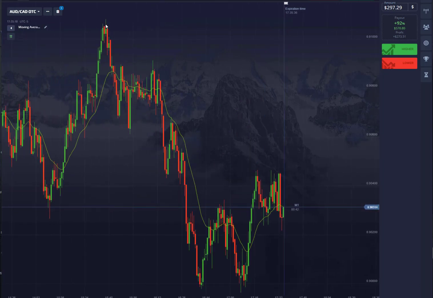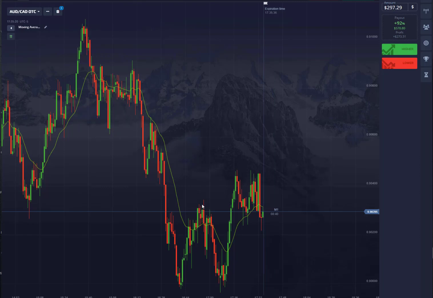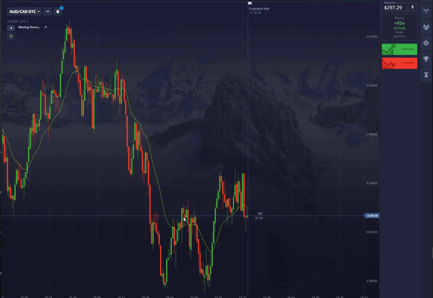Currently, this is a nice trend working down. We had a break here. Tried to get a new low. Couldn't quite get it. So what's probably going to happen here is we're probably going to start ranging because prices could not make a new low. So at this point, we're probably going to move sideways.